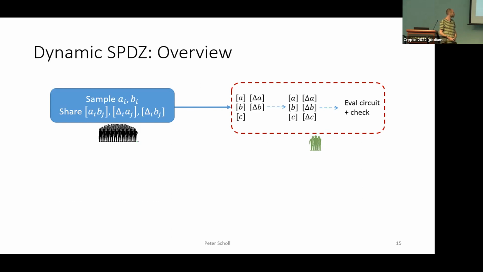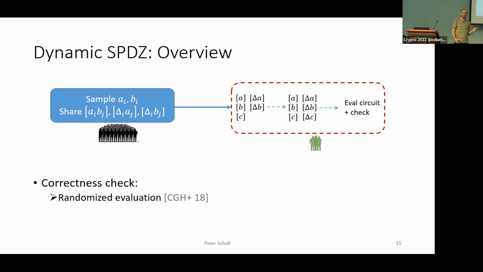And this consistency check is necessary because we've now actually added this MAC to the online phase instead of doing it in the preprocessing in a verifiable way. So we have to add an extra check to make sure that this is done correctly. And for this, we use this randomized circuit evaluation procedure from the work of Chowdhury et al.